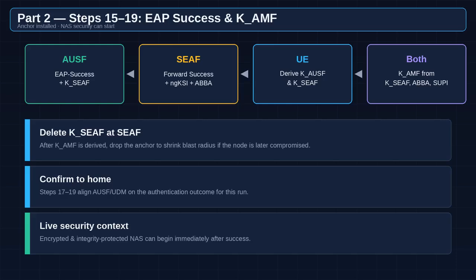Steps 17 through 19 confirm the result back toward the home side as the standard flow requires, so the AUSF and UDM stay aligned on the outcome of this authentication run. The phone now has a live 5G security context. Encrypted, integrity-protected NAS can begin.